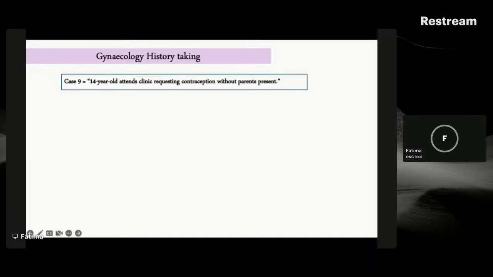Case 9, a 14-year-old attends the clinic requesting contraception without her parents present. What questions do you ask? What is the plan?